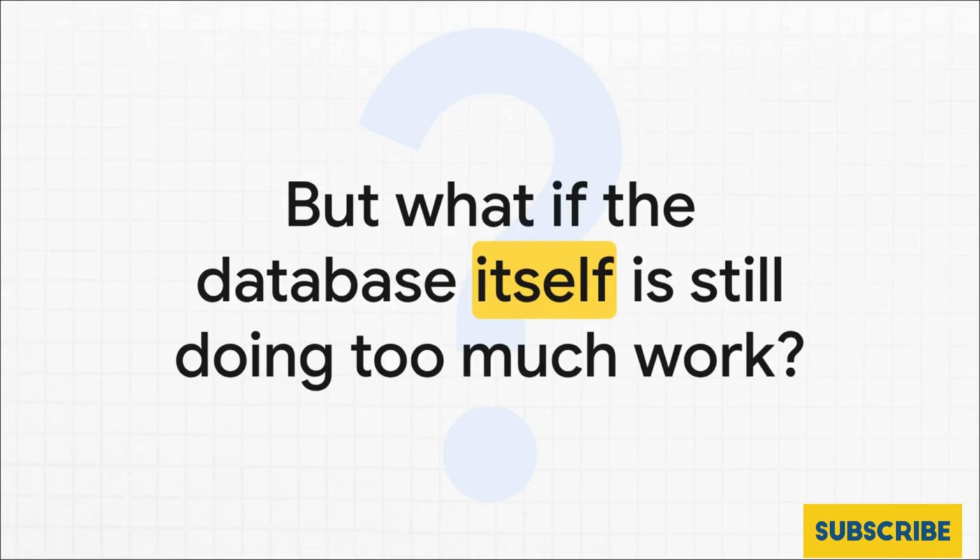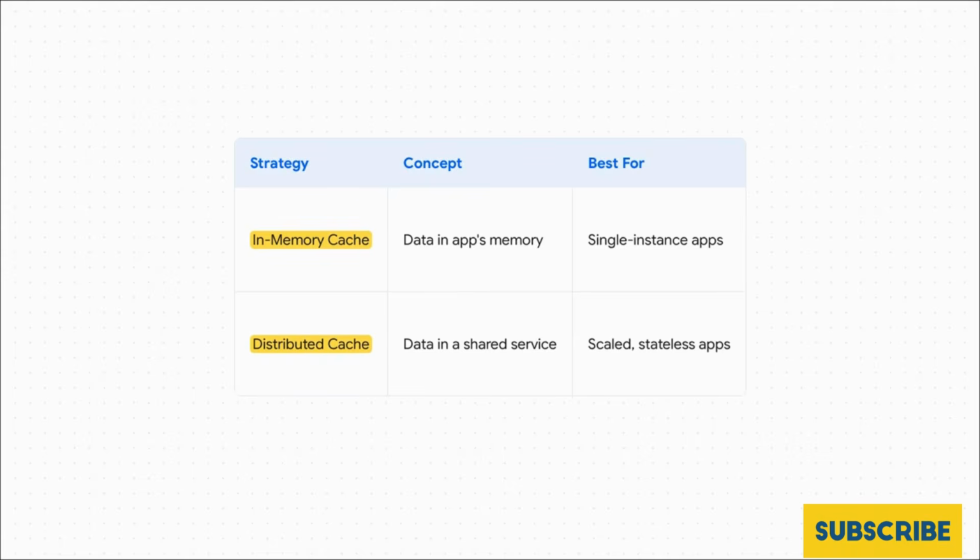So, we've made connecting to the database way more efficient. That's great. But connection pooling doesn't really help if the database queries themselves are slow, or if we're just hammering the database for the exact same data over and over and over again. So how do we reduce the database's actual workload? The answer, of course, is caching. And you've basically got two main flavors to choose from.